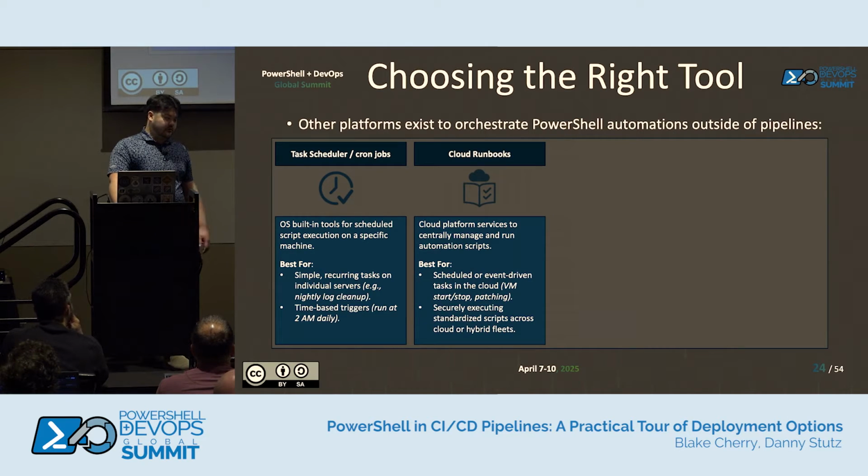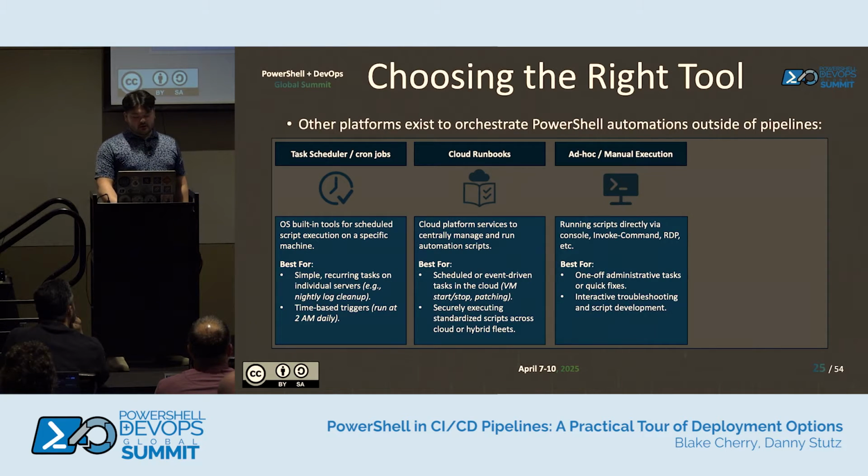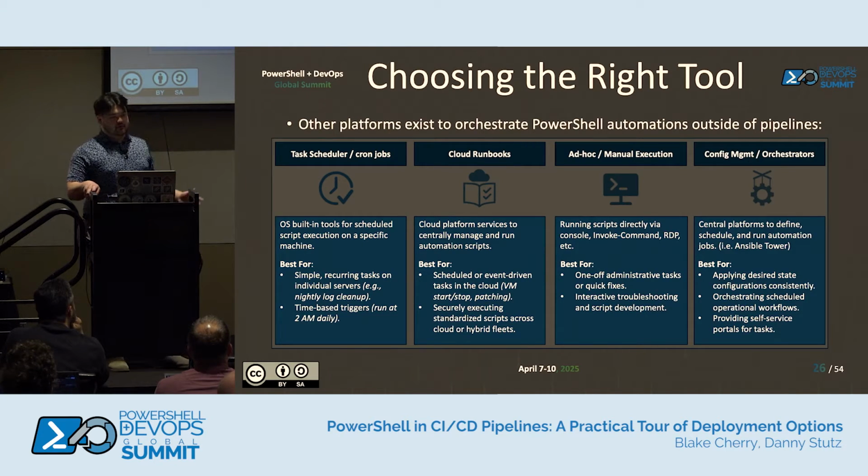Cloud runbooks, so something like an AWS Lambda function or an Azure function, right? You can have a PowerShell script that runs inside of one of those as well. And that works for some use cases, but for the use cases we're going to be talking about today, maybe not as applicable.